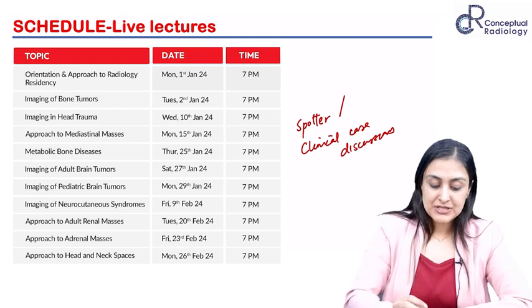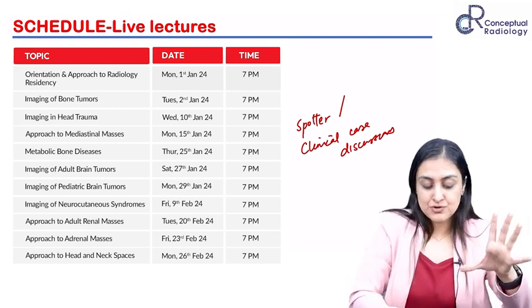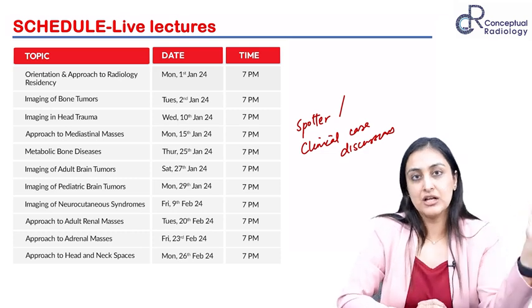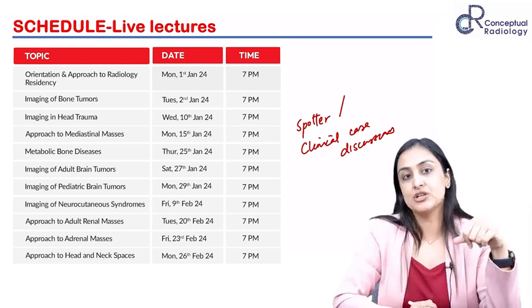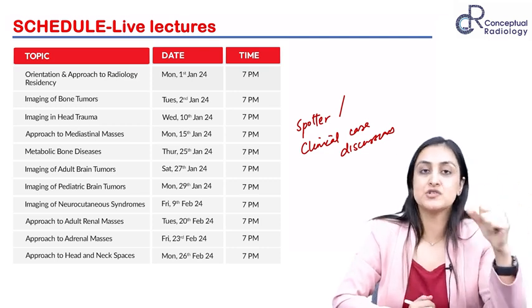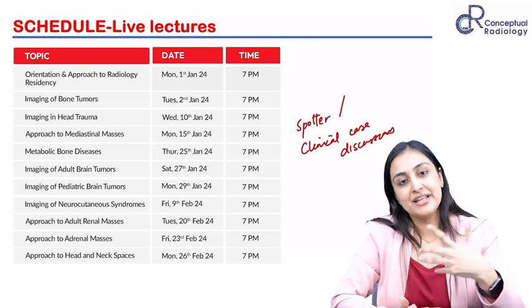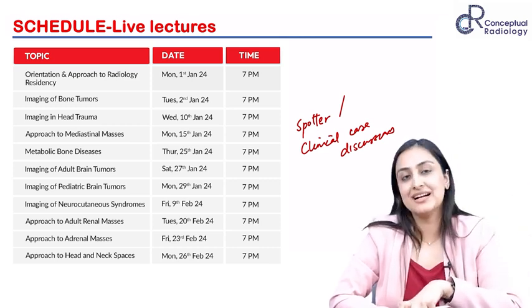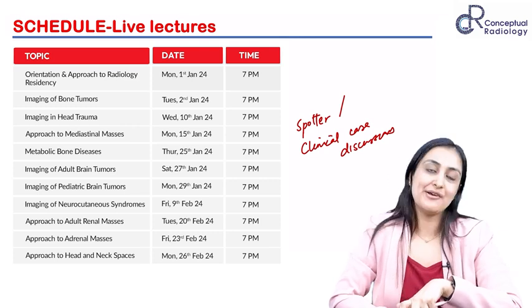Now, as you see, all of these are going to be based on scenarios. So I'm going to give you different cases. We're going to unravel how we can go about approaching these various cases, say a bone tumor or a mediastinal mass. What should be the diagnostic approach that you should have? That's the main aim of keeping this live, so that we can keep it interactive, and the learning is always more efficient that way.